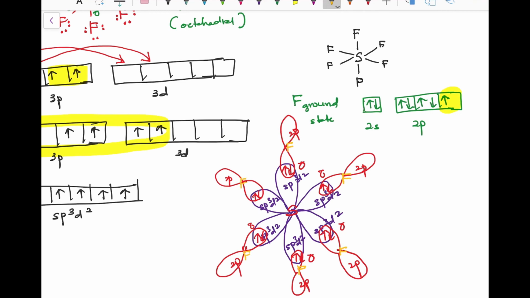So when you check, we have sp3d2, 1, 2, 3, 4, 5, 6, all labeled. They overlap with 2p orbitals, all of which represent fluorine, forming sigma bonds. Please check: sigma, sigma, sigma, sigma, sigma, and I forgot to label here, so I have to label it. That's all for the orbital overlapping that involves sp, sp2, sp3, sp3d, then sp3d2.